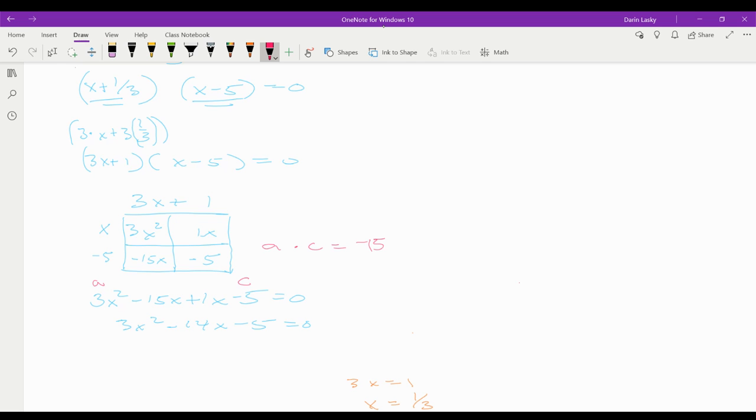So the factors of negative 15 need to add to make B. B is negative 14. That's B. So if we look at this, I've got a factor of negative 15. So slide farther down here, guys.